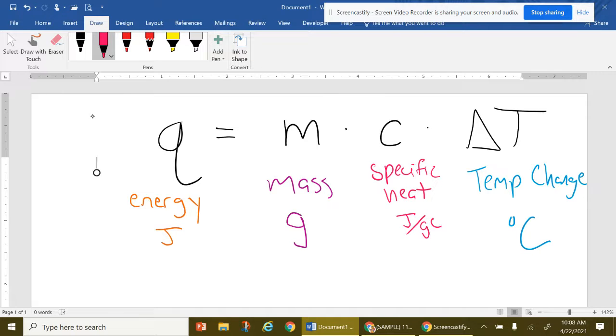All right, by the way, the specific heat, you will almost always look this up. This will be given to you. This is a value that is a constant based on the specific substance that you are dealing with. Okay, so this is the formula we'll be using for this entire first 6 homework questions. So let's get to it. Q equals M times C times delta T.